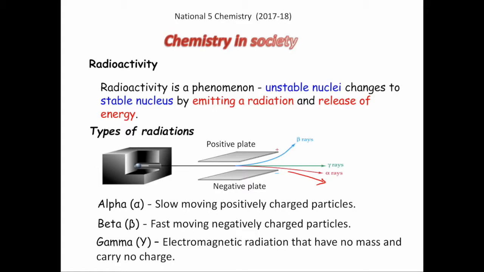Beta particles are fast moving, negatively charged particles which bend towards the positive plate. Gamma radiations are electromagnetic radiations that have no mass and carry no charge, and they pass through the electric field undeflected. They are not affected either by electric or by magnetic field.